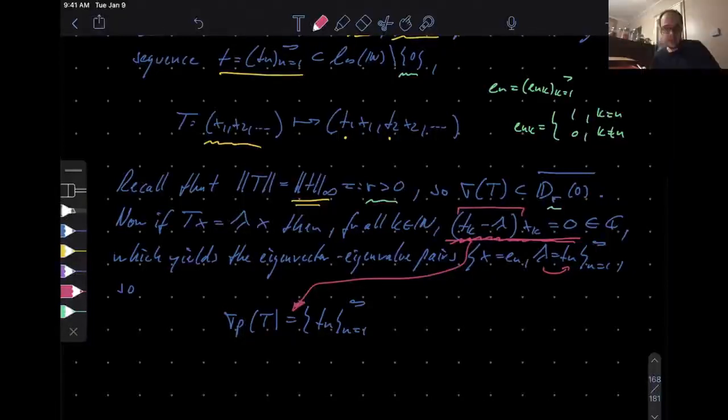Even if in your sequence some of the t_k might be equal to one another. For instance, t_1 might be equal to t_2, right? Then of course you could choose an eigenvector which has a 1 in the first entry and a 1 also in the second entry. Yeah, but that is a linear combination then of e_1 and e_2, right? So it is still going to be sitting in this collection. So you're not going to generate any other eigenvalue eigenvectors there, right? Good. So this is indeed what we get for the point spectrum.